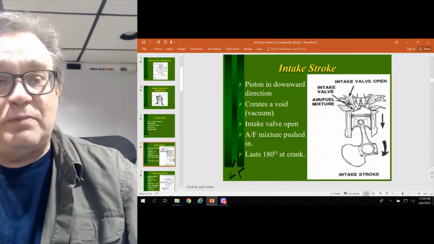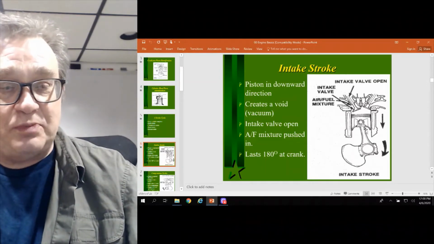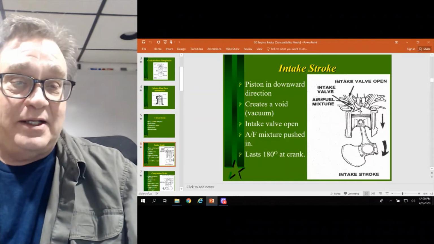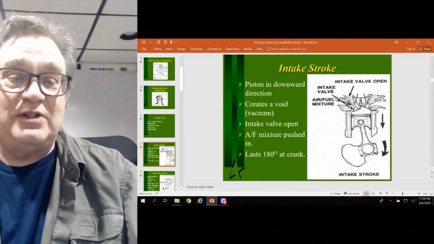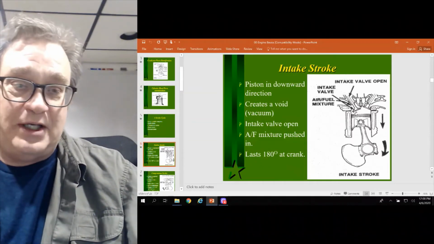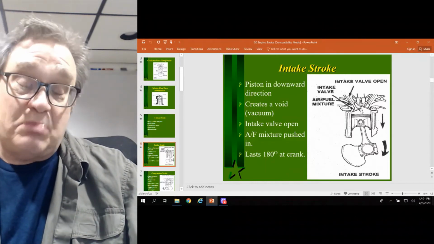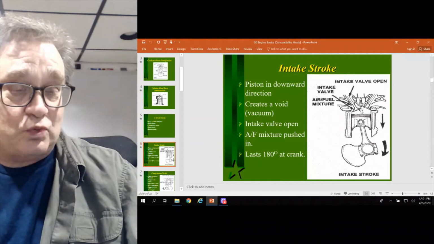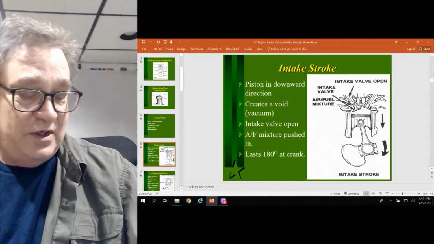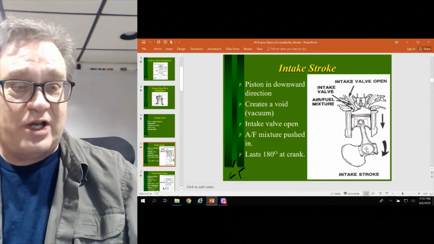Intake stroke. The piston's moving down inside the cylinder bore. The crankshaft is spinning, and that's pulling the piston down. This creates a void, a slight vacuum inside the cylinder. And when we open up this intake valve, it causes a low pressure system to draw air into the cylinder. A lot of times this is accompanied with fuel. Very modern engines use direct fuel injection, which means the fuel is not traveling in with the incoming air. And this takes 180 degrees of crankshaft rotation.